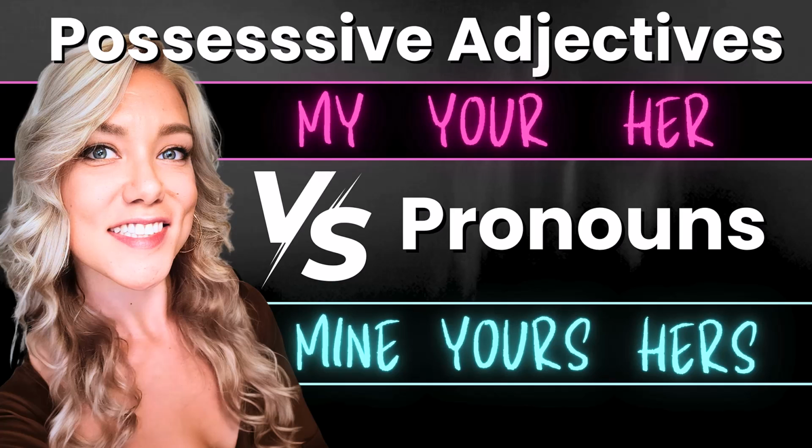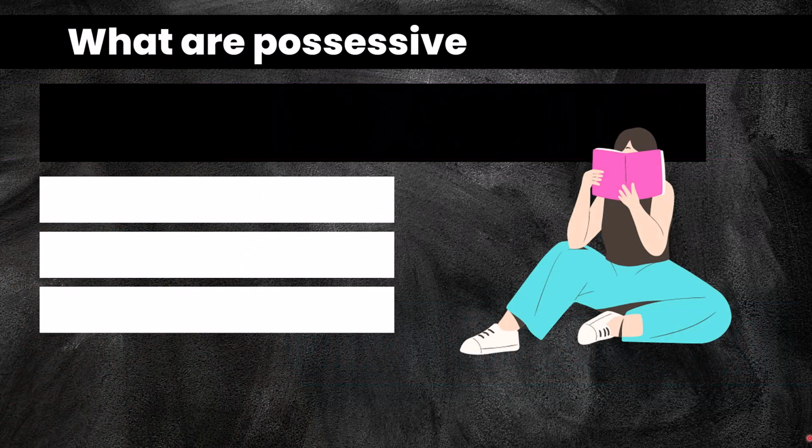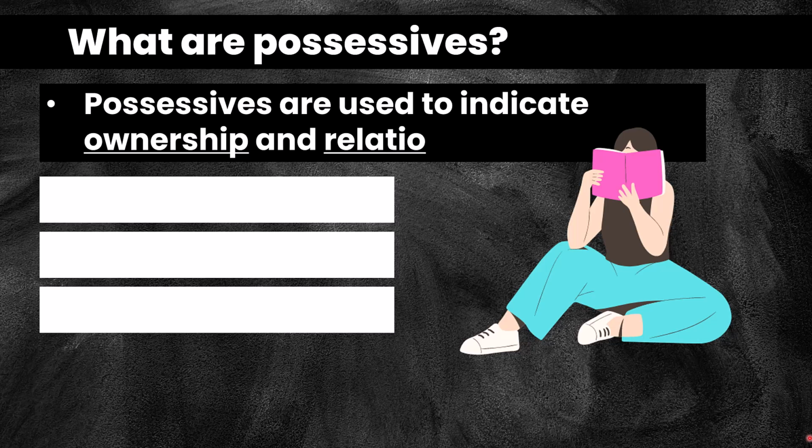In today's lesson, I'm going to teach you the difference between possessive adjectives and possessive pronouns. So first of all, what are possessives? In English, we use possessives to indicate ownership and relationships. And there are different ways to say the same thing in English.